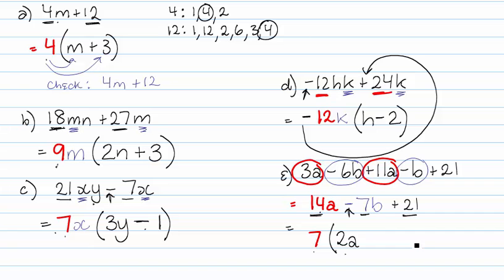Now I have a subtraction sign here, so I need to put a negative here. Positive times my negative gives me my negative. The 7 is already there, but we need the b. 7 times negative b gives me negative 7b. Moving along, 21, and I'm starting with 7, so 7 times 3 is 21.